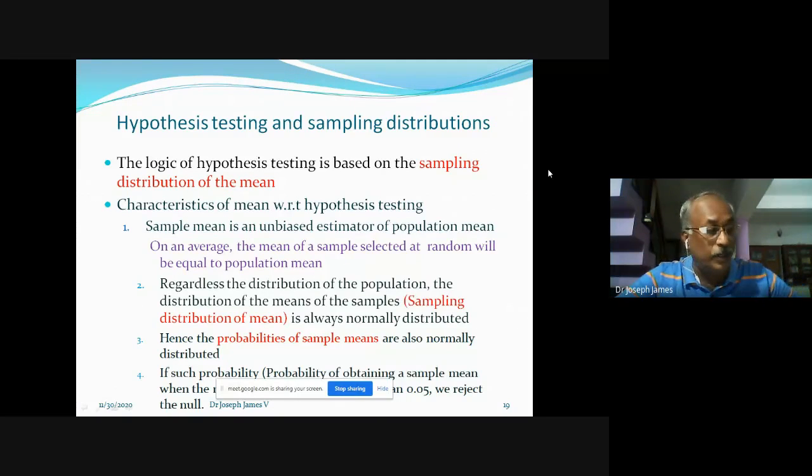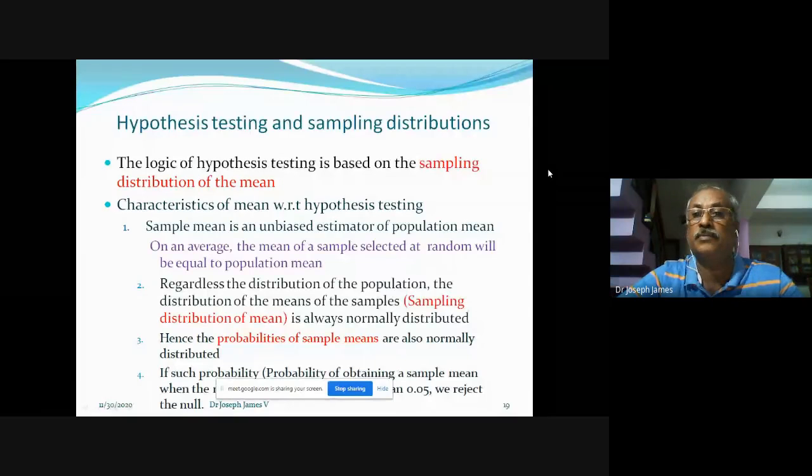If we form the frequency distribution, we will always get a normal distribution. That is, a normal distribution can be obtained in the case of the sampling distribution of the mean.